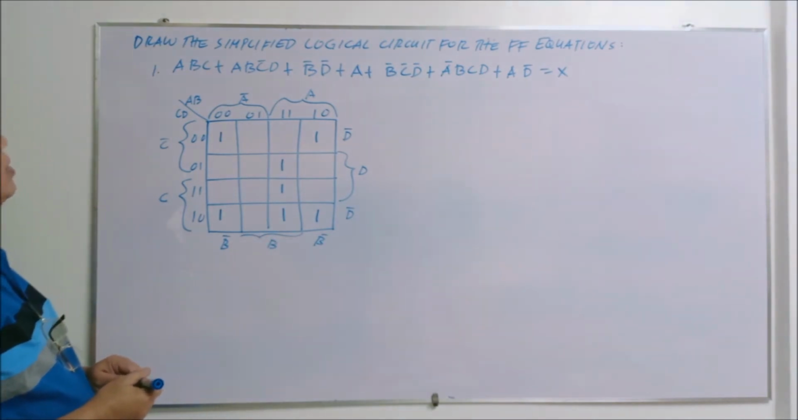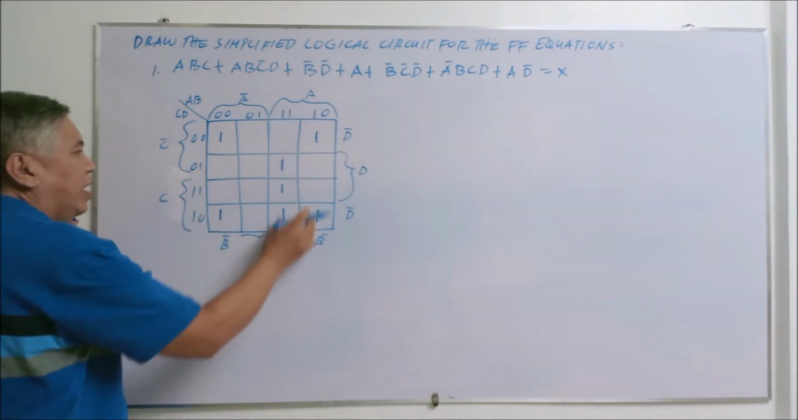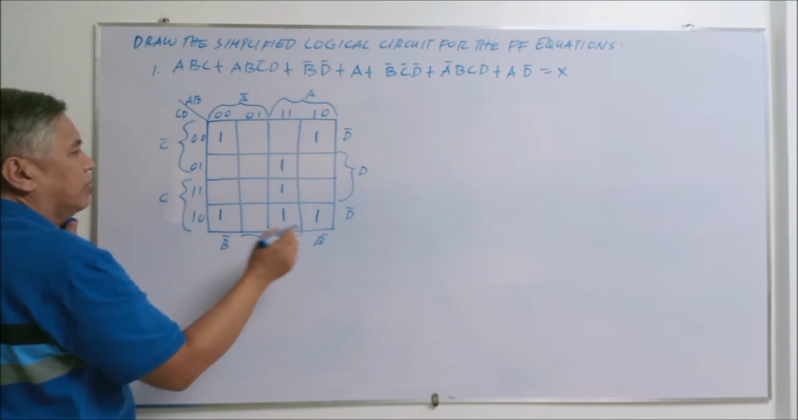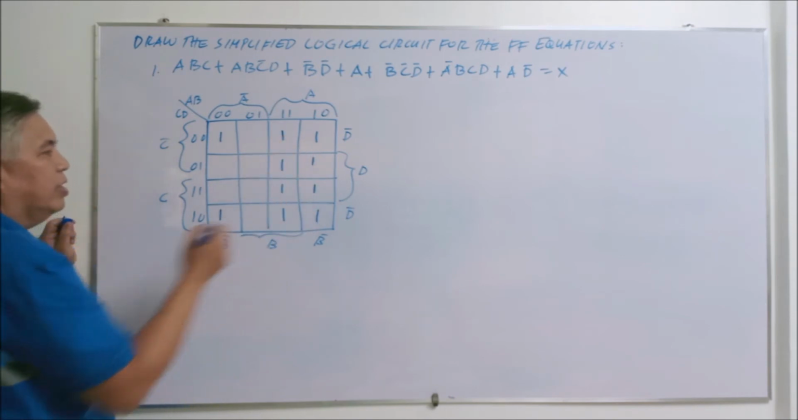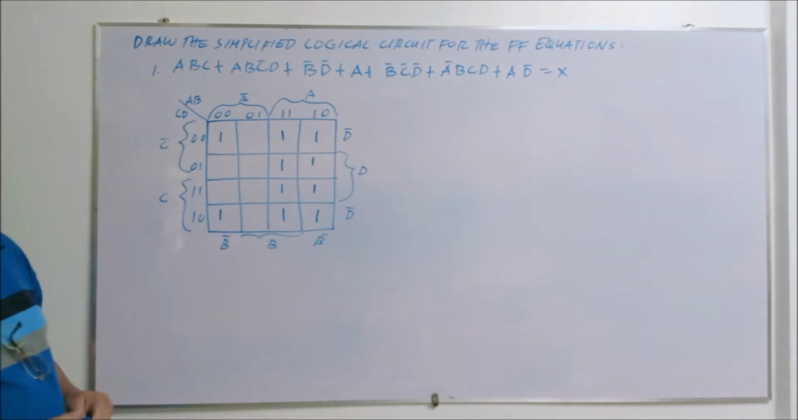And then, we have A. Where's A? This one. 8 adjacent cells. So, some of the cells have already a value of 1. So, we just put 1 on the blank cells. This is under A. Okay?